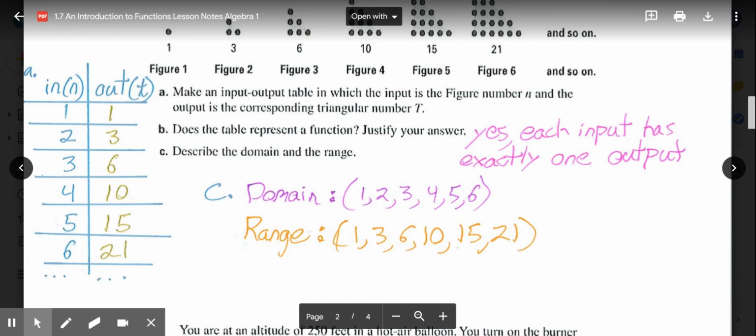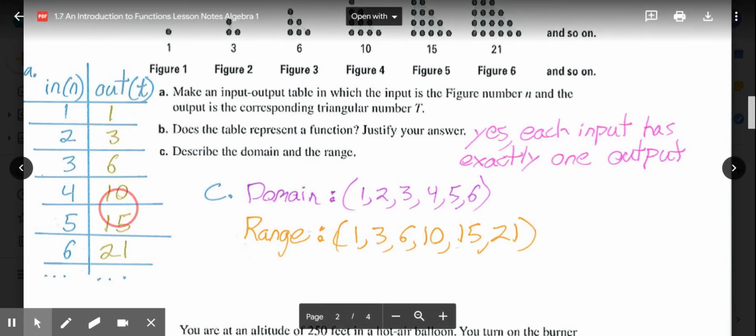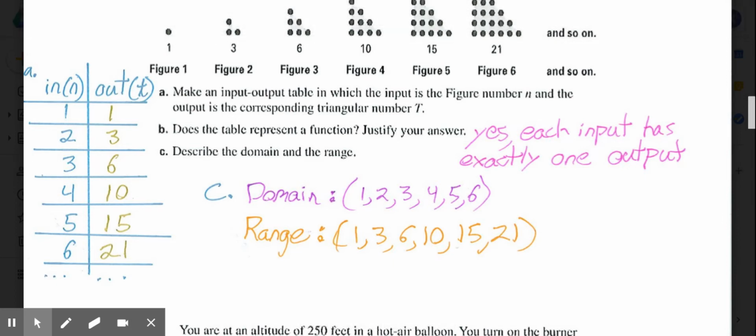Then when it says describe the domain and range, we can simply write them as a numerical list separated by commas. So our domain would be all of our input values. So in this case, 1, 2, 3, 4, 5, 6. And our range are our output values, 1, 3, 6, 10, 15, 21.